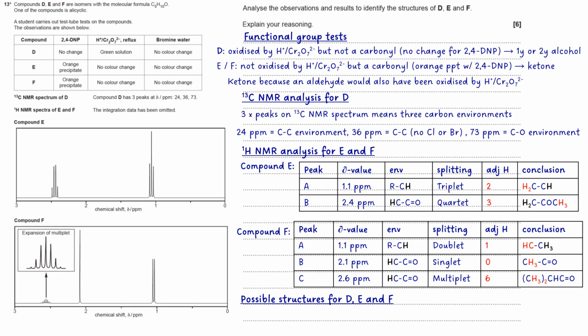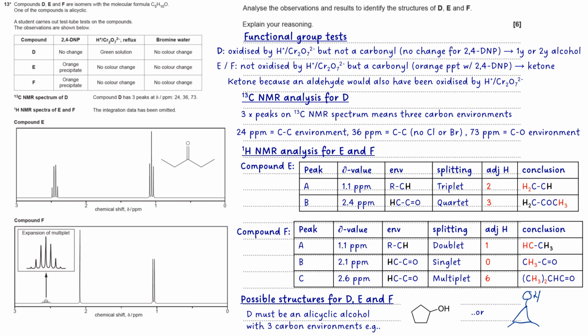Going back to all the information we've worked out so far, D must be an alicyclic alcohol with 3 carbon environments. There's 2 possibilities. There's pentanol, or we have 2,3-dimethylcyclopropanol. Sorry, that wasn't pentanol, it was cyclopentanol.